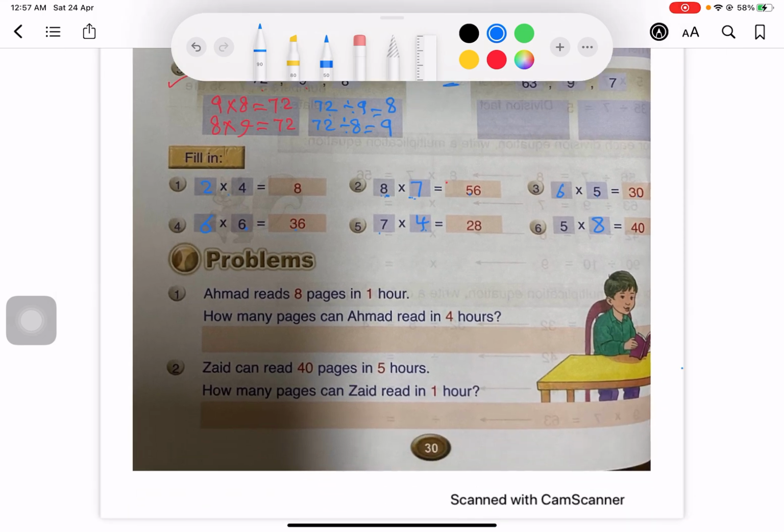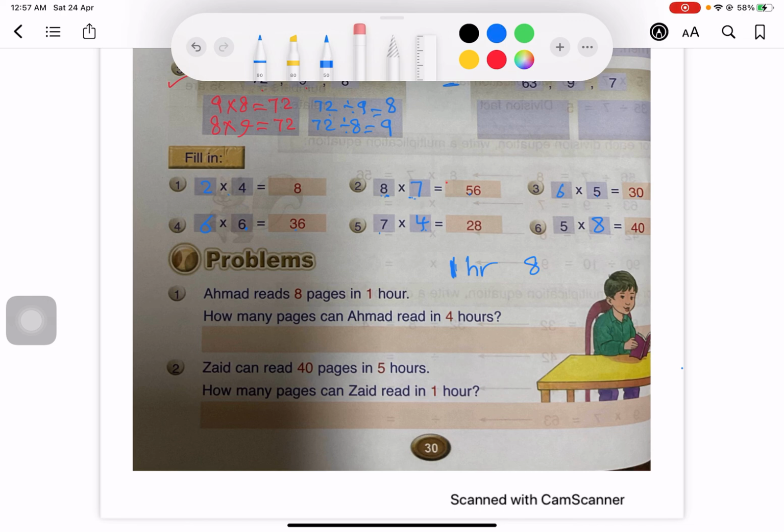خلينا نروح للproblem solving. Ahmed reads 8 pages in 1 hour. How many pages can Ahmed read in 4 hours? يعني in 1 hour he will read how many? He will read 8 pages. Each hour he will read the same number.